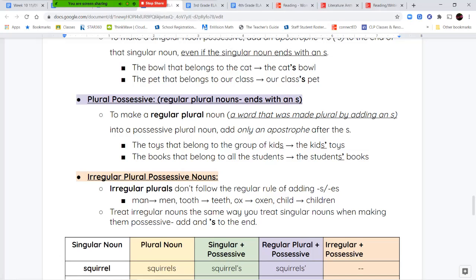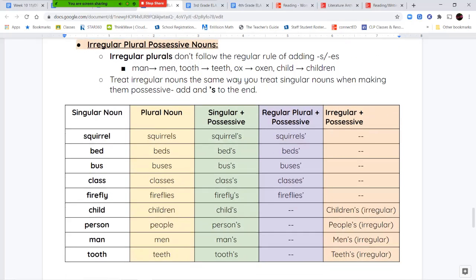So I put a chart for you over here in our notes to show you what different ones of these look like. Now we have our regular singular nouns over here. We have the plural nouns over here, the singular possessive versions of some of the nouns, the regular plural possessive forms, and the irregular possessive forms. So squirrel, one squirrel, the plural becomes squirrels with just an S on the end of it.